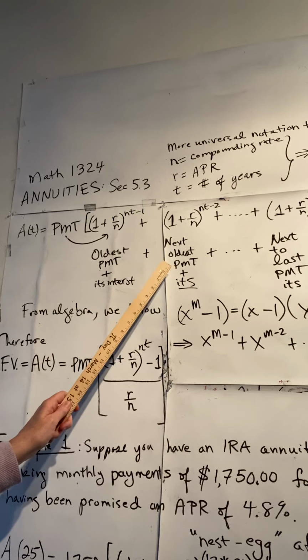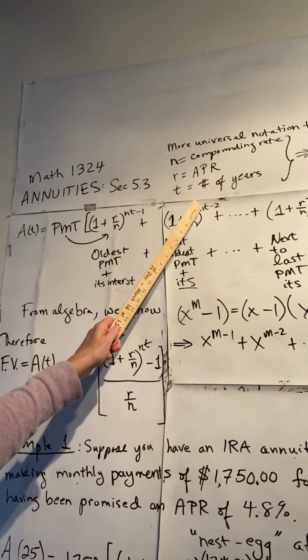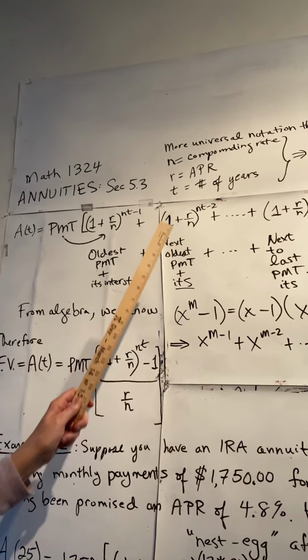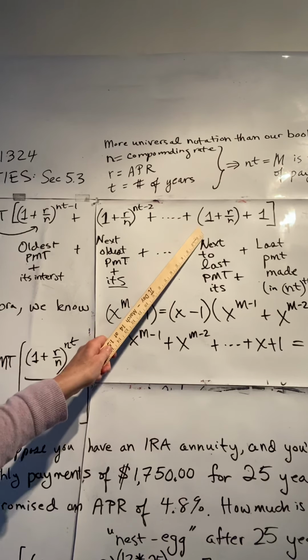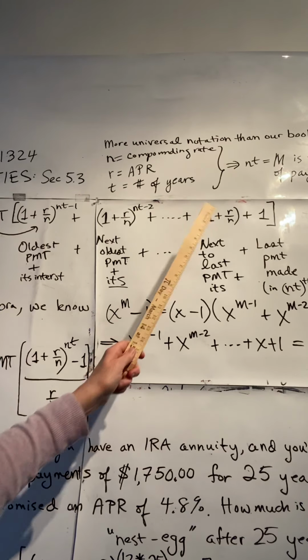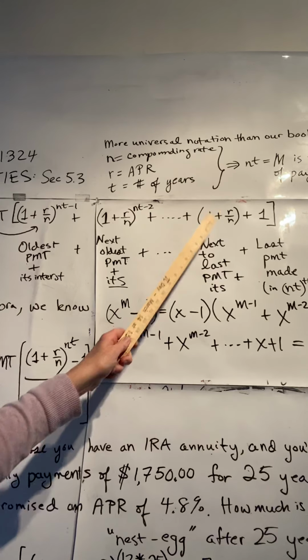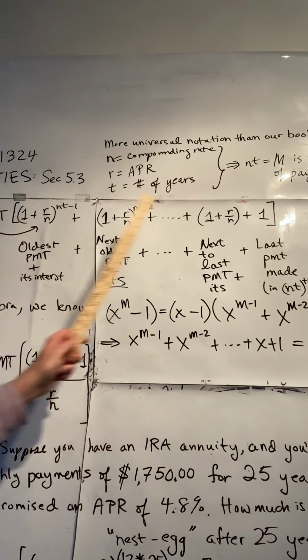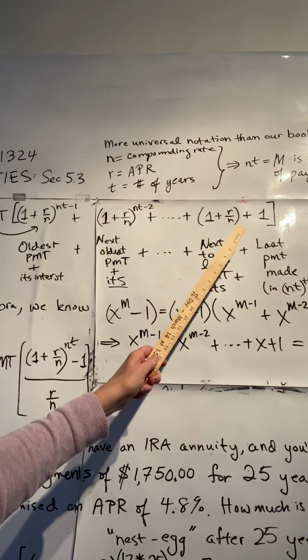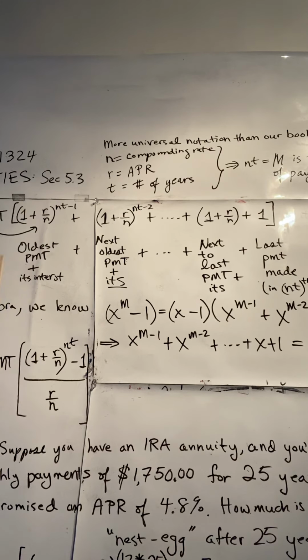This next oldest payment gets multiplied by 1 plus R over N raised to the NT minus 2 months, and so on down to your next to last payment and its interest. The payment multiplied by 1 gives you the payment amount that you've pumped in there. The payment times R over N was the interest that the next to the last payment earned. And then your last payment hasn't earned any interest. So it's just payment times 1, right? Okay, so add all that up together and you have the amount in the annuity.